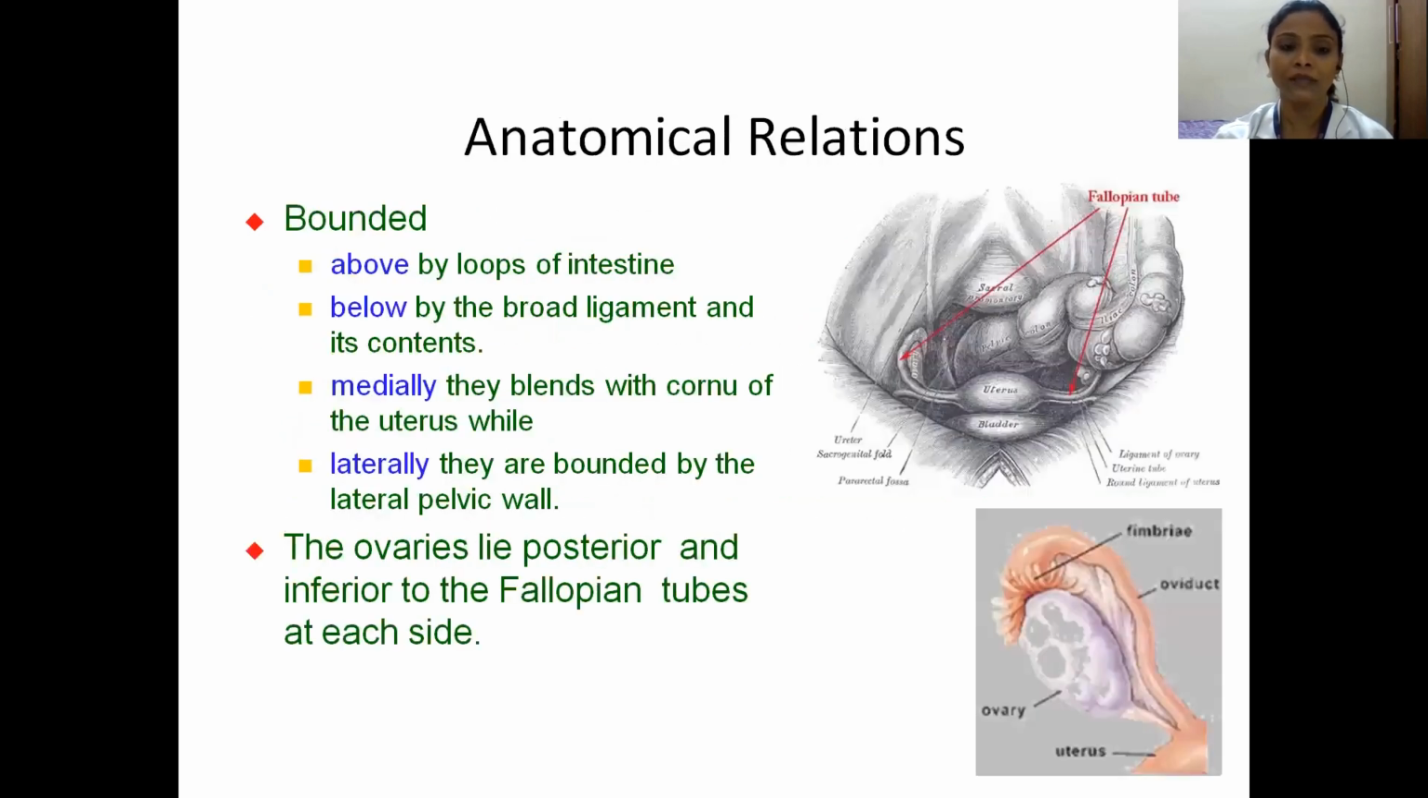And next is the anatomical relations. It is bounded above by the loops of intestine, below by the broad ligament and its contents. Medially, they blend with the cornua of the uterus, while laterally they are surrounded by the lateral pelvic wall. The ovaries lie posterior and inferior to the fallopian tubes on each side.